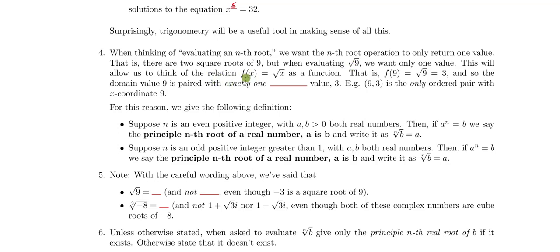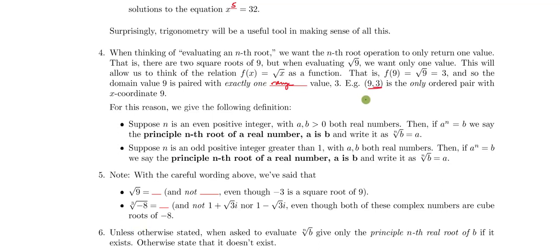So if we do so, then the expression f of x equals square root of x would be a function. That is, when you go to plug 9 into the function, you would take the square root of 9 and you would get only one answer. We only want one principal root for this to be a function. And if we do so, then we see that the domain value 9 is paired with exactly one range value, 3. That is, the only ordered pair that we have for this would be the ordered pair (9, 3).